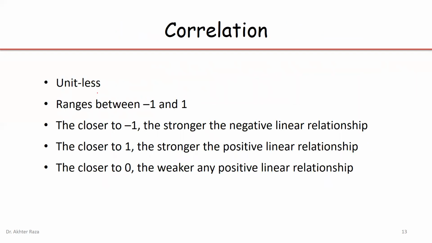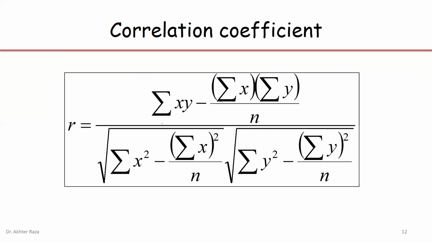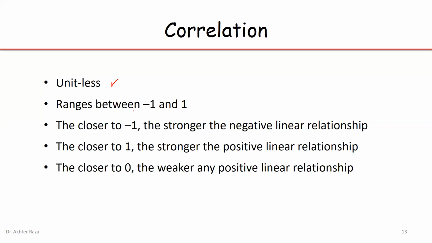These are the characteristics of correlation. Correlation is unitless. Unitless means the units will be cancelled out. If we have covariance in centimeter, and we have a standard deviation of x in centimeter, and we have a centimeter here, so that will be cancelled out. So we have a relationship which is unitless. So there is no unit of measurement for the correlation. The range of correlation is from -1 to +1.